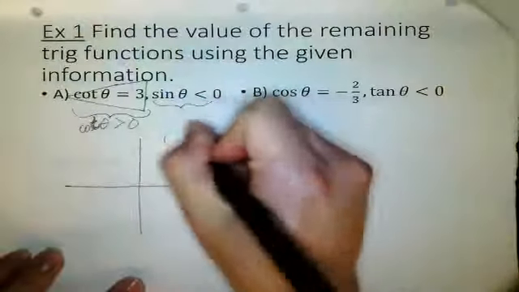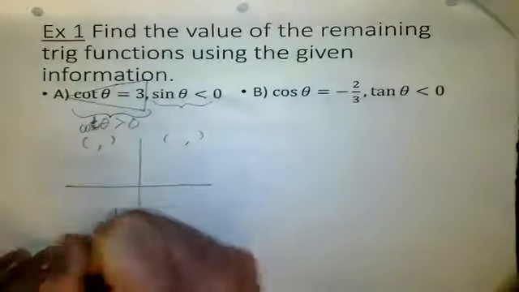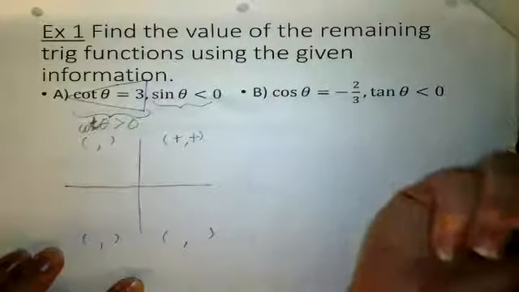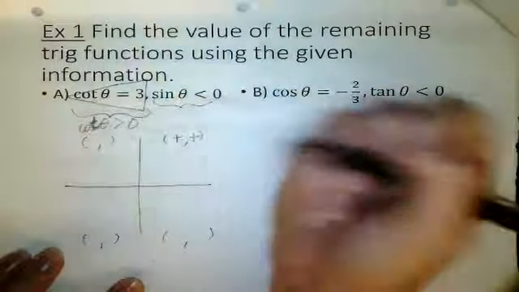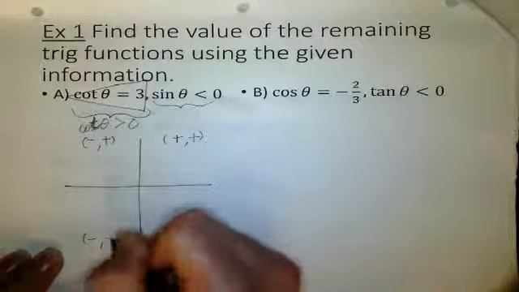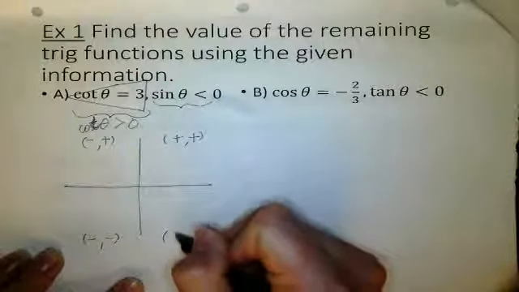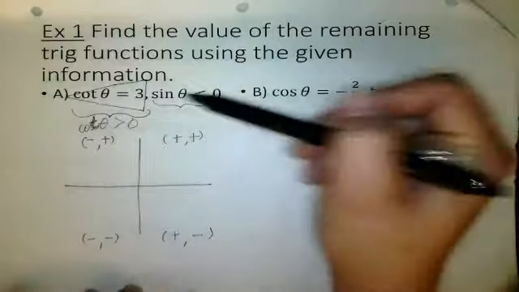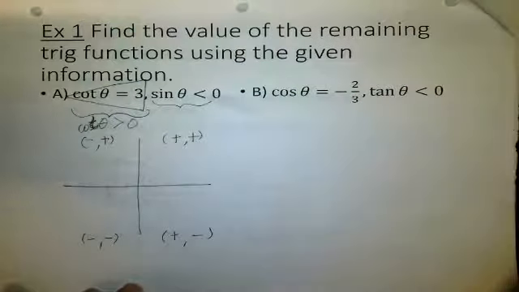So I'm going to go ahead and just draw my ordered pair signs here. Positive, positive for quadrant 1. What's quadrant 2? Negative, positive. Quadrant 3? Negative, negative. And quadrant 4? Positive, negative. Okay. So let's start with sine because that's a little bit easier.